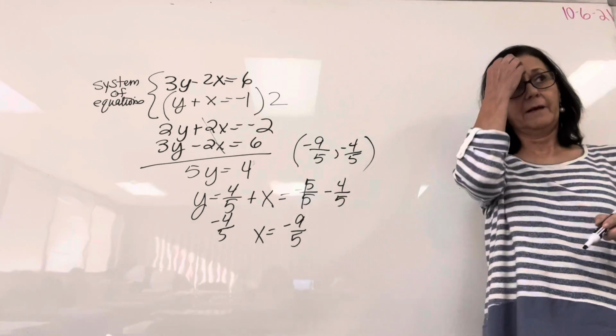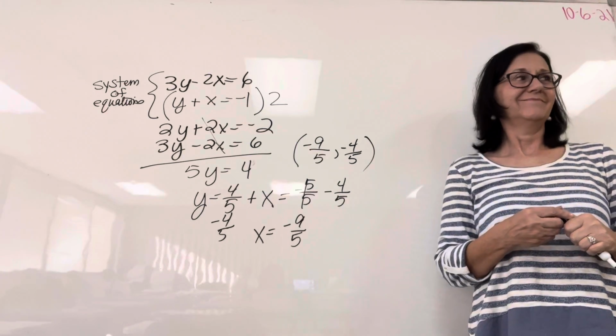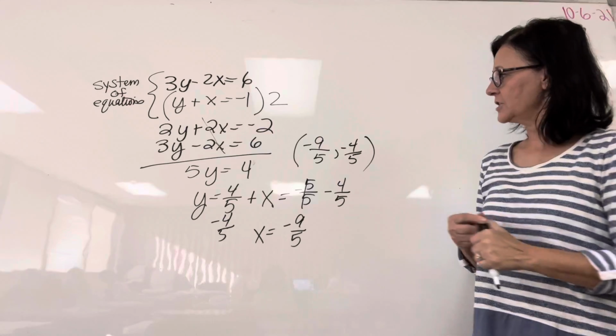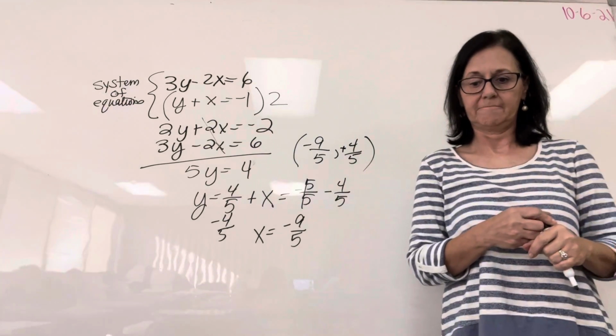I mean, would we really be able to guess that point if we graphed it? It's negative. It's just 4/5, positive 4/5. Thank you. Positive 4/5.